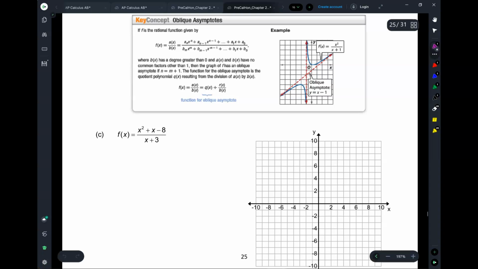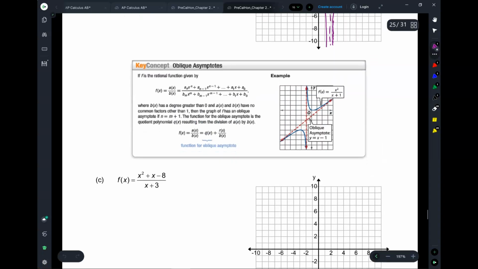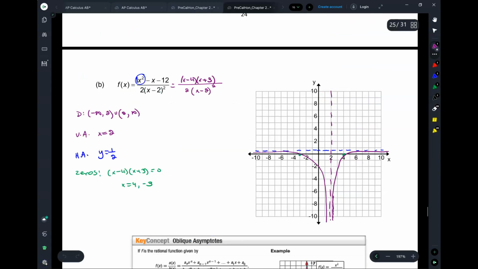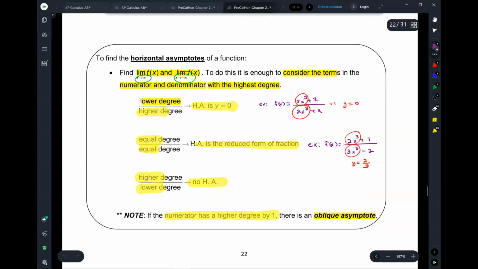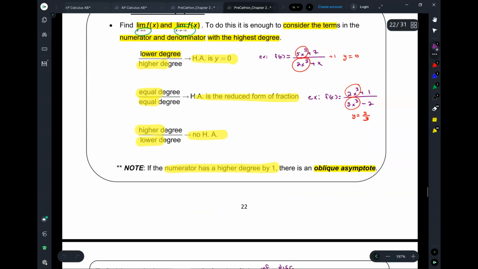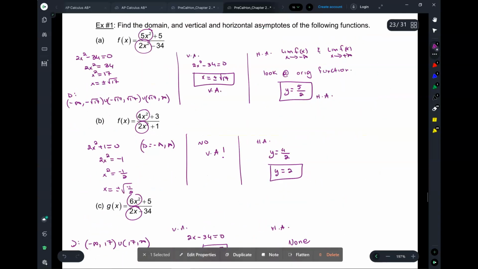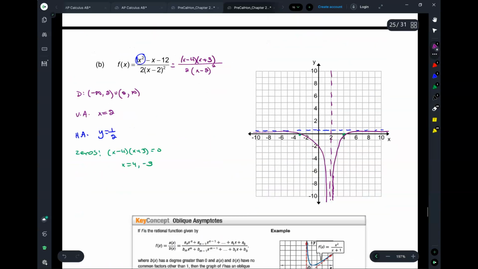Hi everyone, so let's go ahead and continue with 2.5. Last time when we were talking about horizontal asymptotes, we mentioned that if the numerator has a higher degree and the denominator has a lower degree, there is no horizontal asymptote. But then I said as a note, if the numerator has a higher degree by 1, then there is what we call an oblique asymptote. And that's what we're going to focus on today.